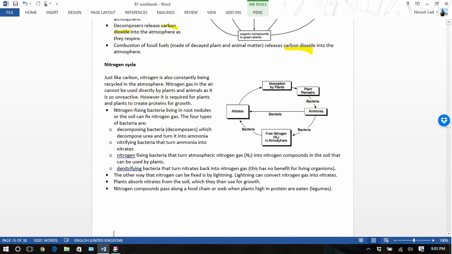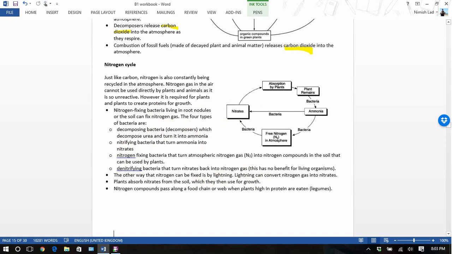So nitrogen fixing bacteria, we've already spoken about those, they live in the root nodules or the soil and can fix nitrogen gas. The four main types of bacteria are decomposing bacteria, which decompose urea and turn it into ammonia, nitrifying, that turn ammonia into nitrates, nitrogen fixing, that turn nitrogen in the atmosphere into nitrogen compounds that can be used by plants, and denitrifying bacteria that turn these nitrates back into gas, but that has no benefit for living organisms. The other way nitrogen is fixed is by lightning, so lightning can convert nitrogen gas into nitrates, which then can be taken in by the soil.